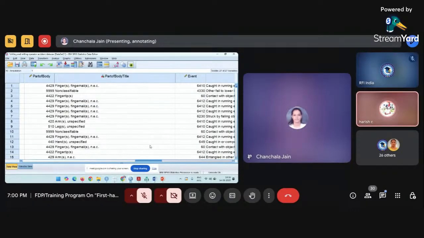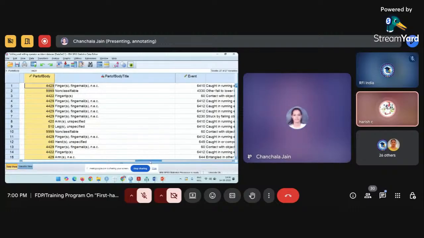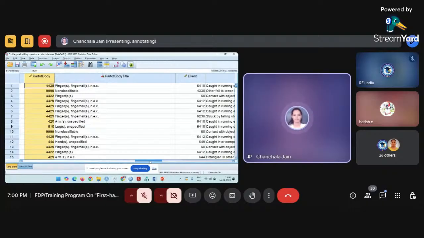Where they got injured, madam. No, that is part of body title. Part of body is again one variable. Numbers, madam. For each and every injury, there will be a number, madam. Means it is a coding of the injury type. So there is no use of this data.